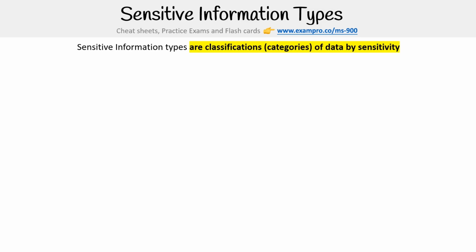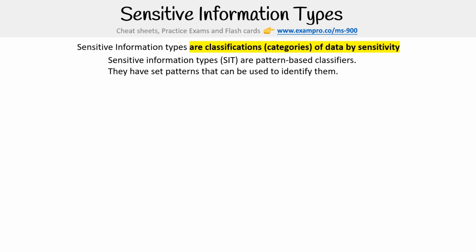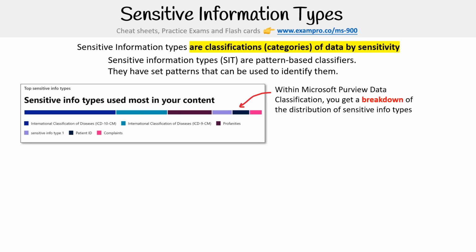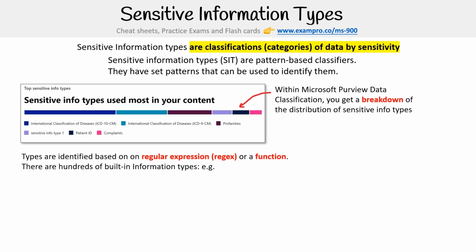So, sensitive information types, or classifications or categories of data by sensitivity, are pattern-based classifiers and they have set patterns that can be used to identify them. So within the Microsoft Purview Data Classification feature, you can get a breakdown of the distribution of sensitive info types. So here, imagine you have a bunch of documents and you said, hey, tell me what you found in these documents, and it gives you a breakdown by type. These types are identified based on regular expression or a function.